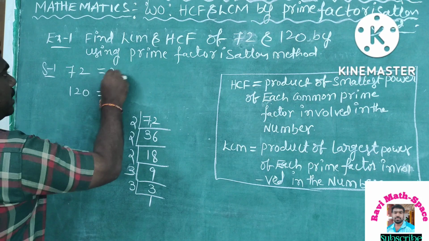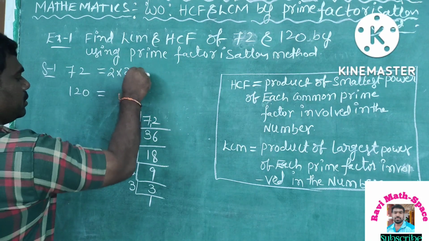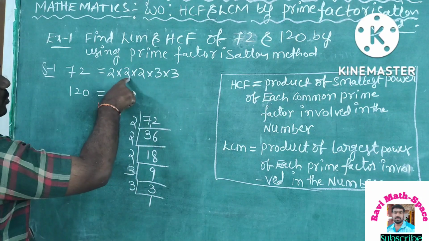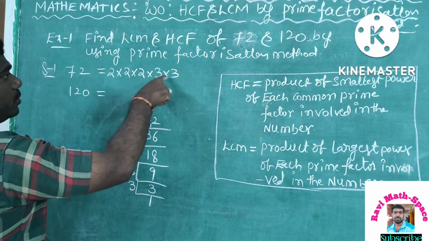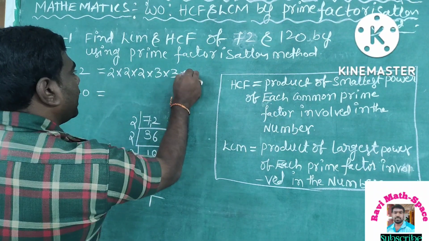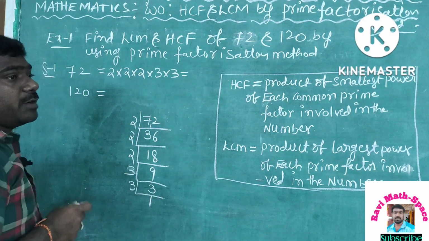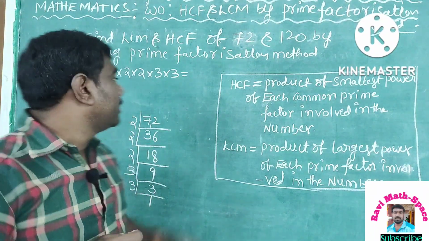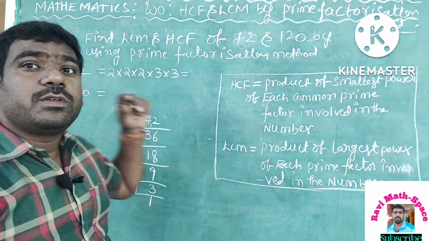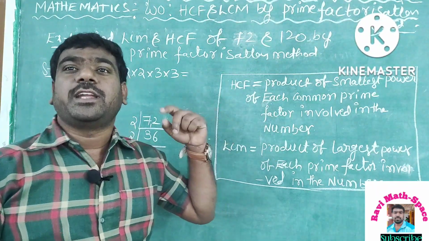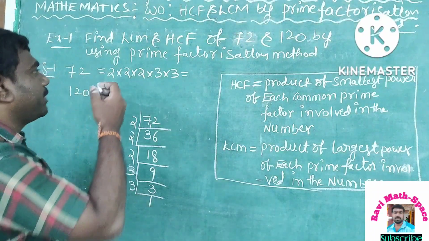Now write the prime factorization of this number. How can we write it? 2 into 2 into 2 into 3 into 3 into 3. This I can write in the form of unique factorization. What is the unique factorization? This factorization we have to represent in exponent form, powers and exponent form. That is called a unique factorization.